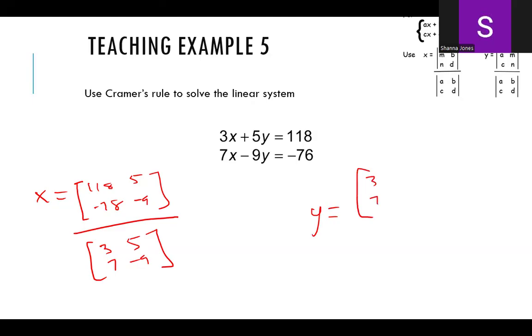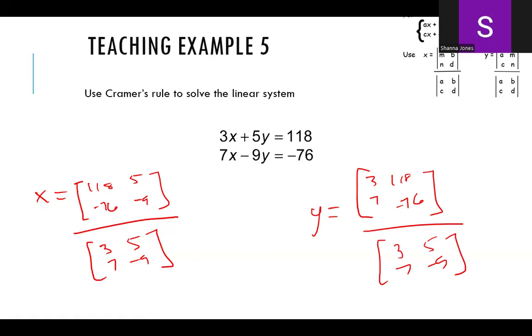What did I write? Oh, I wrote 78. Thank you. Okay, and then we have our 118, -76. And then we have 3, 7, 5, and -9. Bam, all set up. And then at this point, you just got to find the determinant.